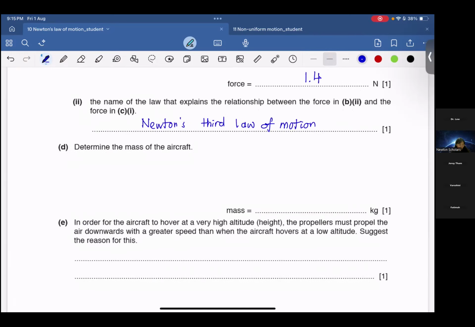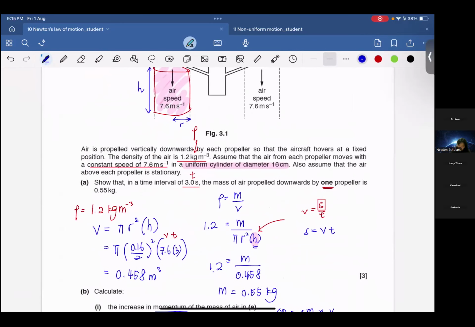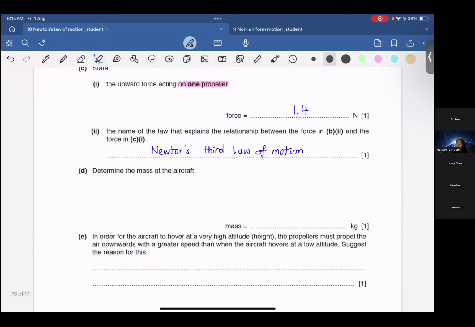Okay, the mass of the aircraft. Look at this. This question involves one thing: how is the motion? Look at this. Constant speed. When it is constant speed, they want to find the mass. So the propeller here, let me draw it out like this. Let's say one propeller's upward force is 1.4 Newton. This is only one, but the aircraft has two.